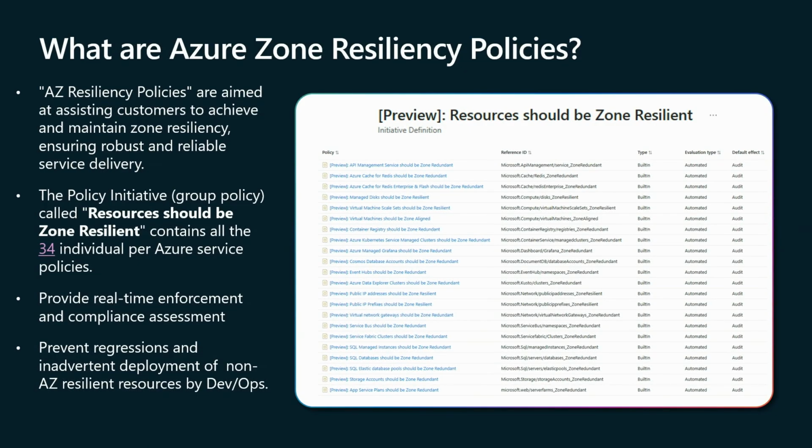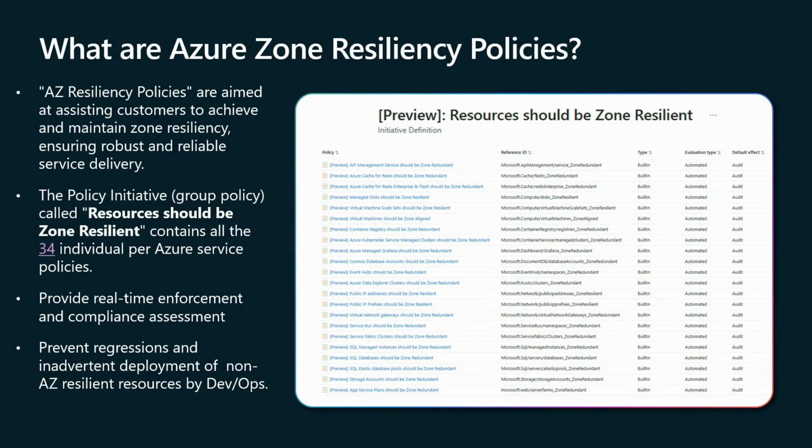So what we've done in engineering is we've created what we call the Azure Zone Resilience policies. I believe the first wave came out last February, and it was maybe 12, 13 services. And we're up to 34 services now. This is a policy initiative, so you don't have to go and, it's bundled in a policy initiative.